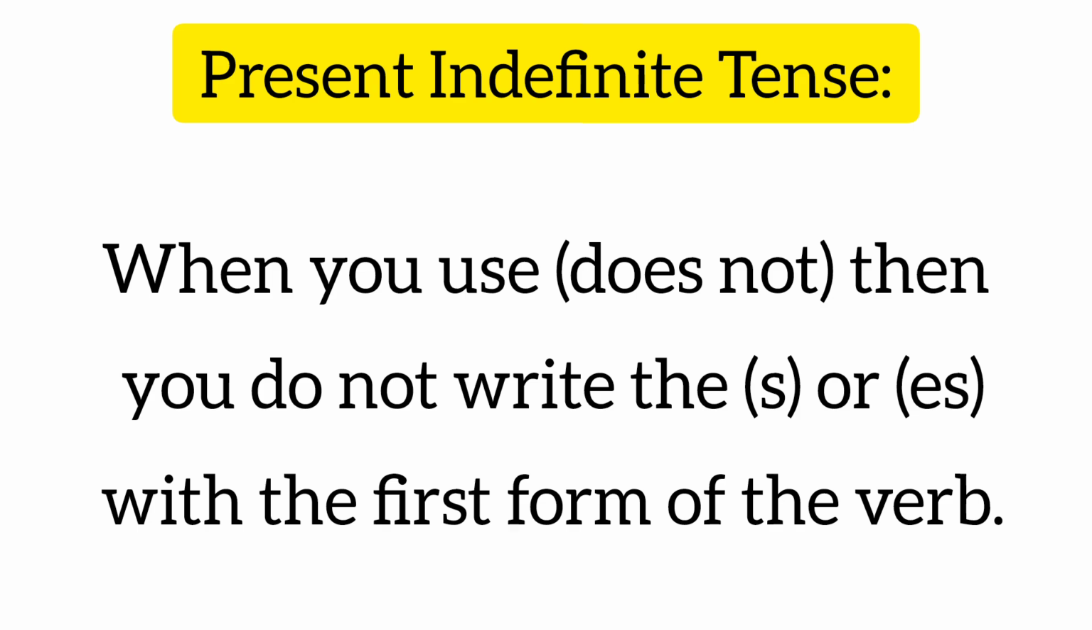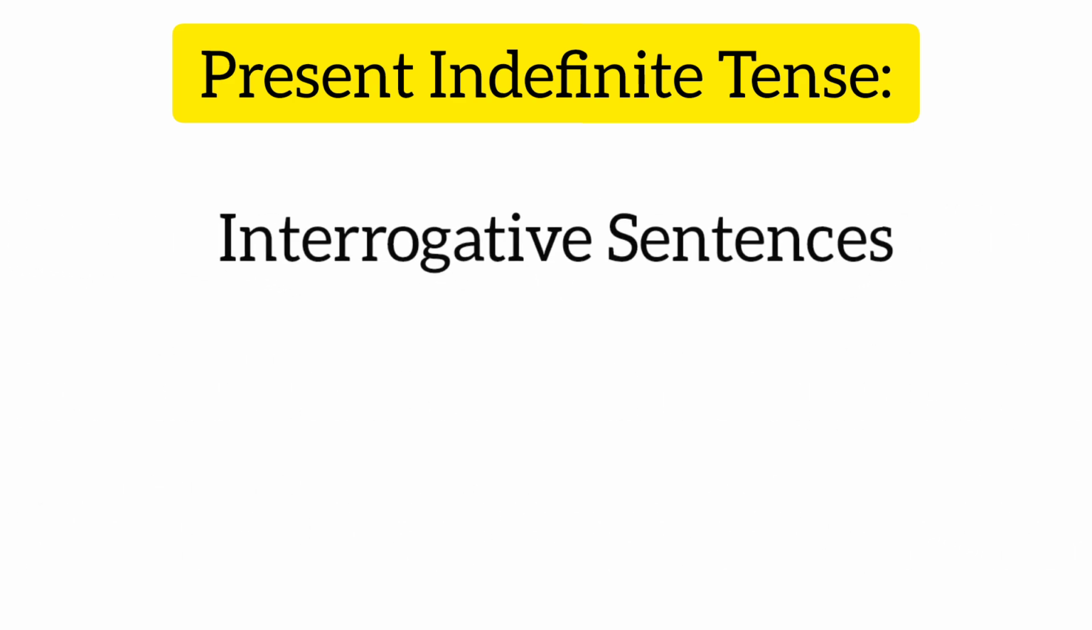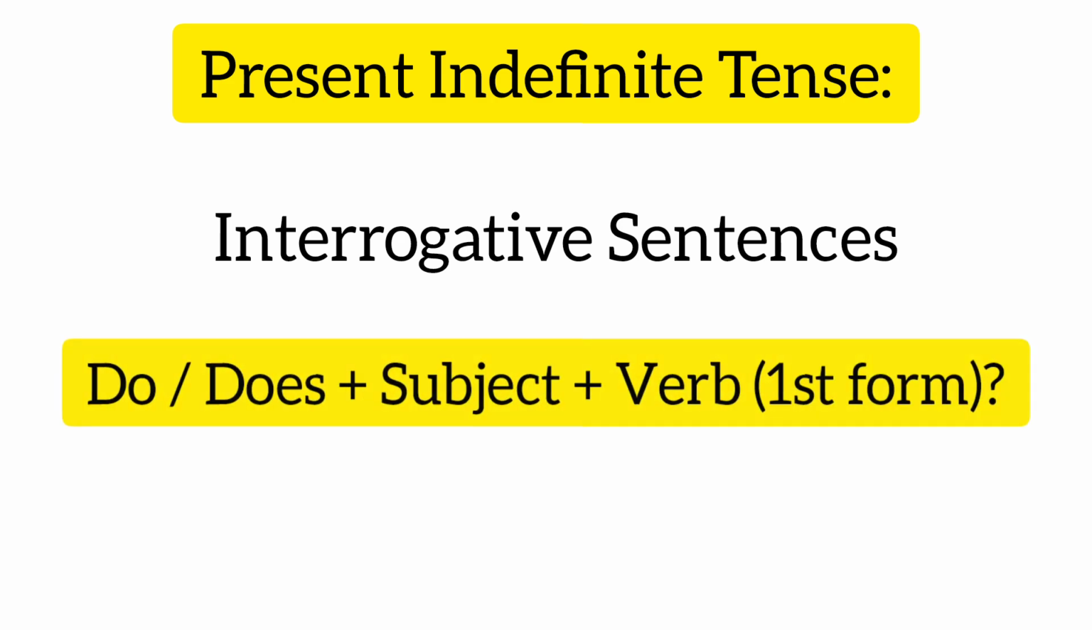Now let's learn how will we make interrogative sentences. For interrogative sentences, remember this formula. Do or does plus subject plus verb first form and then sign of interrogation. It means that you have to use do or does at the start of the sentence and use sign of interrogation at the end of the sentence.